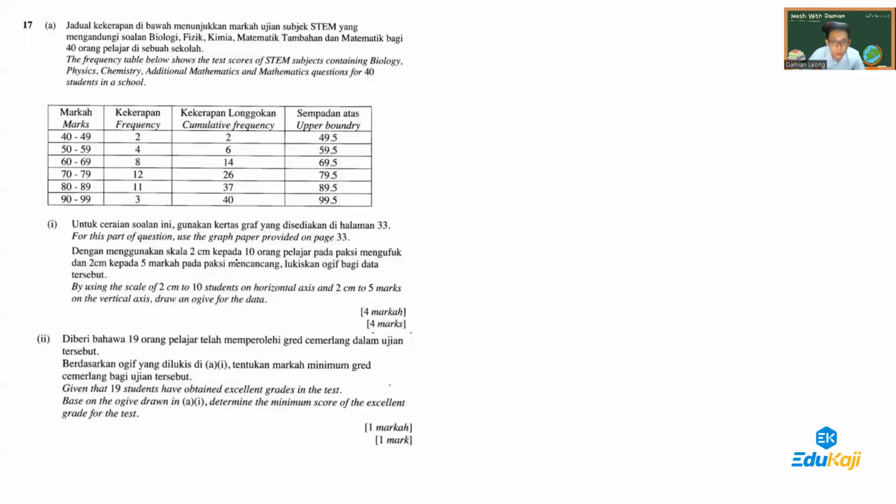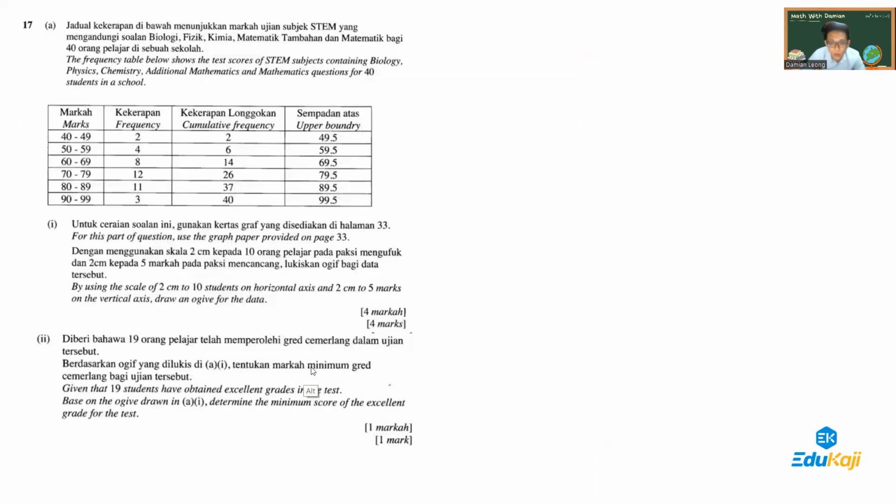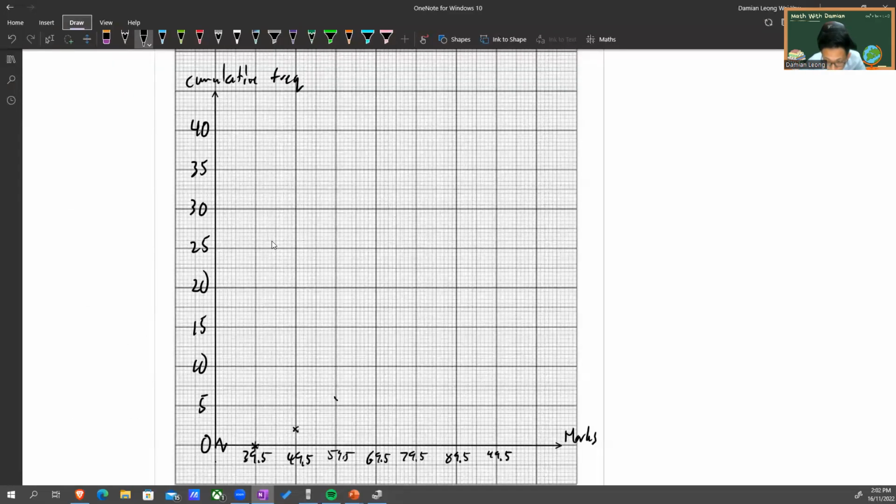0, 2, 6, 14. So see, each 2 small box is 1. So it's here. 2, 6, 14, 26, 37, 40.